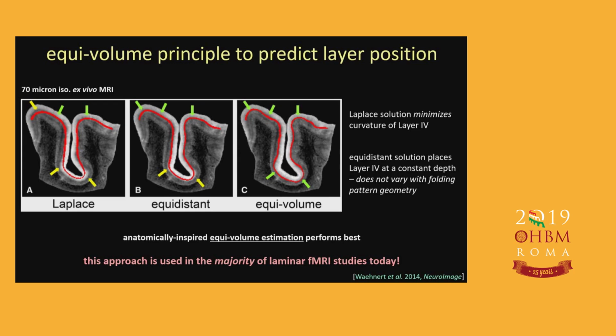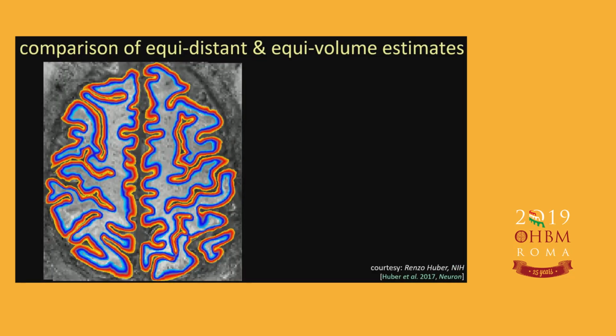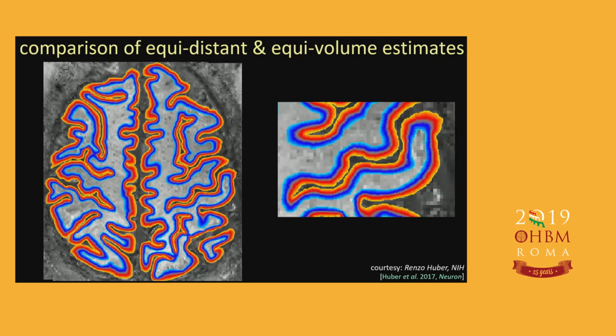Now, this group went on in a subsequent study to note that we expect the accuracy of the equivolume approach to be greatest for small voxels. As we go to larger and larger voxels, the difference between the equivolume approach and equidistant approach may be minimal. So here's a comparison of the equidistant depth estimation and the equivolume depth estimation, animation provided to me by Renzo. Thanks, Renzo. Here you can see toggling back and forth between the two. As expected, the difference between these two depth estimations is more pronounced in places with high curvature, and they're pretty much the same in regions where the cortex is locally flat.